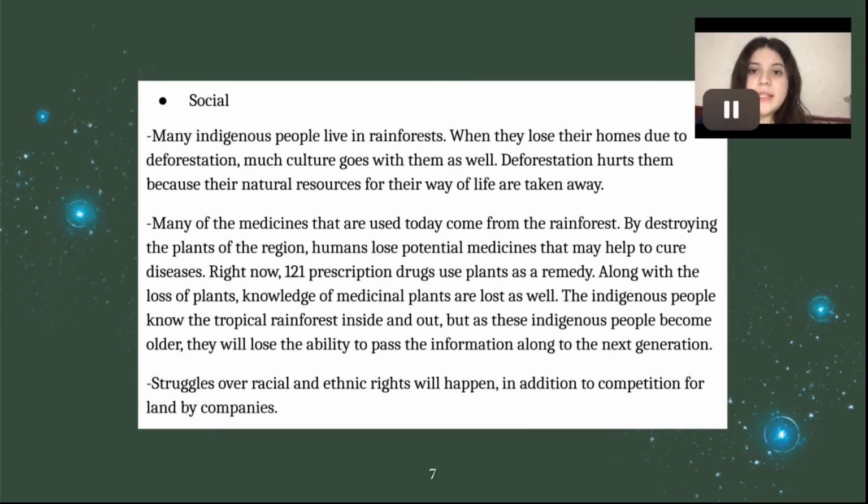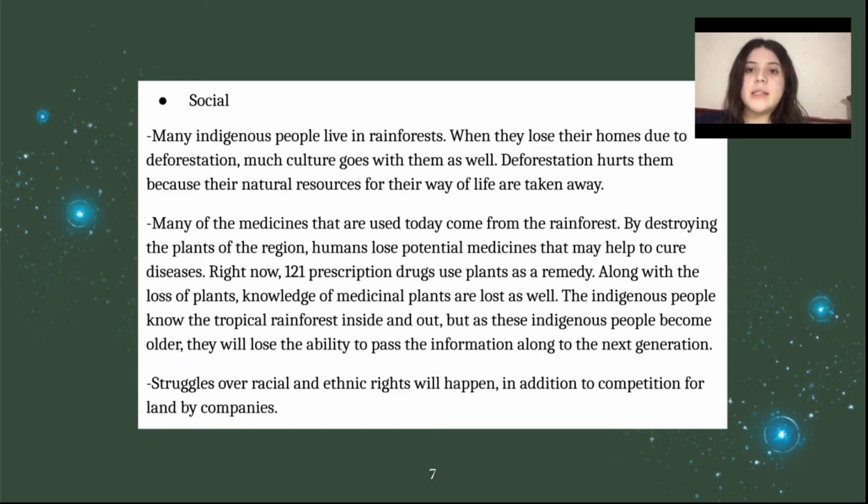Social. Many indigenous people live in rainforest. When they lose their homes due to deforestation, much culture goes with them as well. Deforestation hurts them because their natural resources for their way of life are taken away.